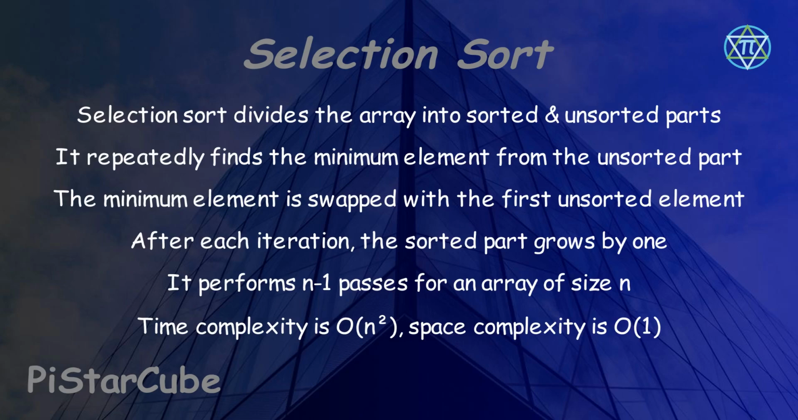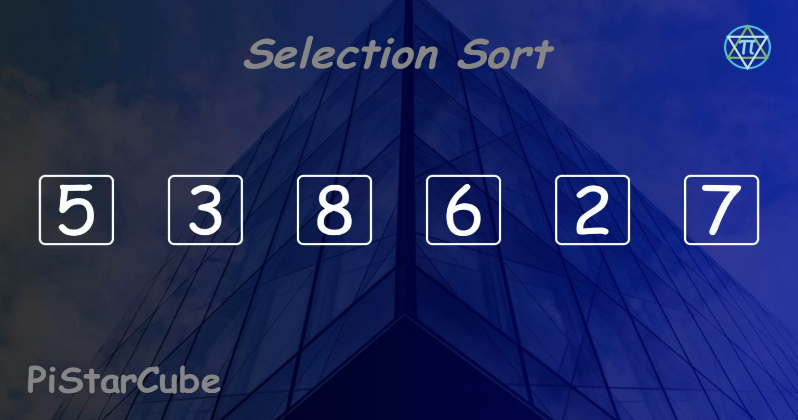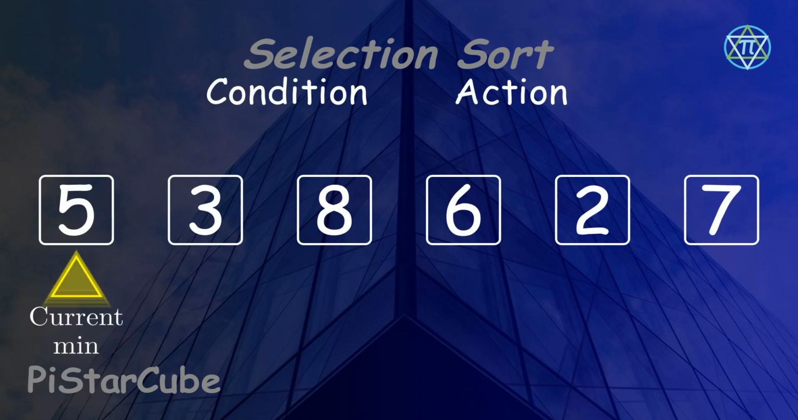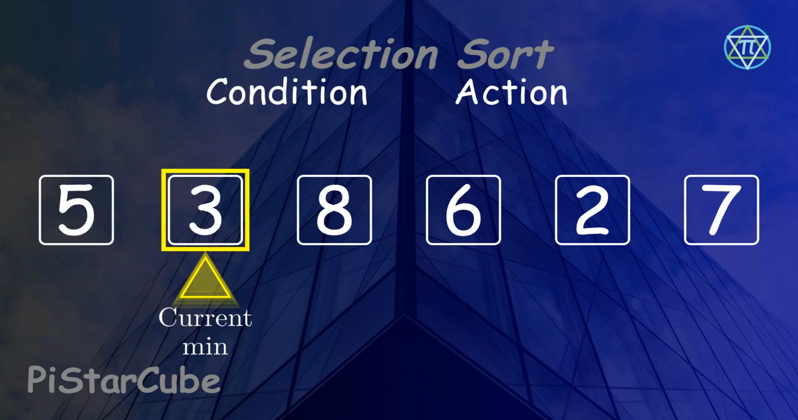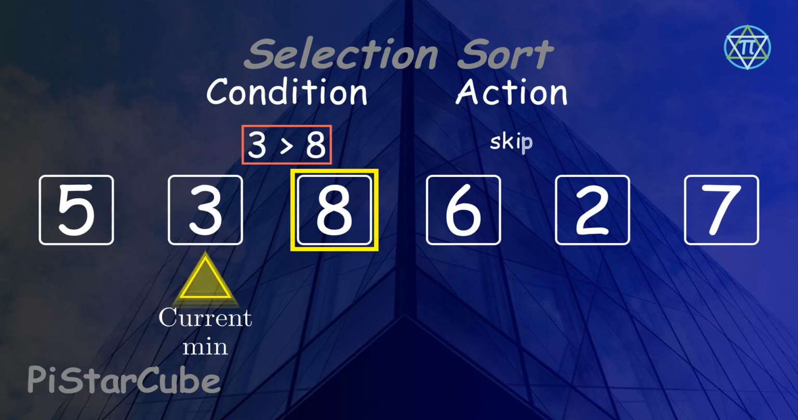Now that we know how it works, let's see it in action. So we have this unsorted array. Our first task is to find the minimum element. We start by comparing 5 with 3. Since 5 is greater, we move the pointer to 3. Then we compare 3 and 8, no swap needed, so we continue.